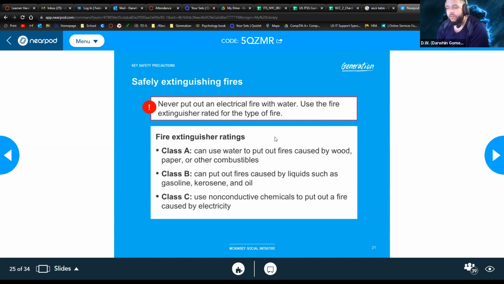And then these will pop up. You do need to know these, so I would take a screenshot of these right here. You just gotta commit them to memory. Class A, Class B, and Class C. Okay, and then never put out an electrical fire with water. Use the appropriate extinguisher for the type of fire that it is.